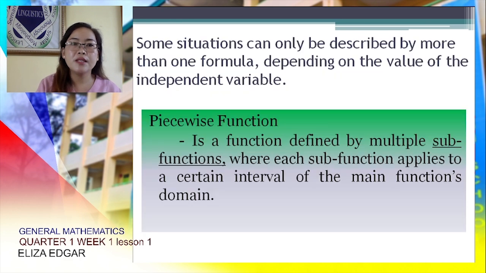Some situations can only be described by more than one formula, depending on the value of the independent variable. Therefore, we can have a piecewise function. A piecewise function is a function defined by multiple subfunctions where each subfunction applies to a certain interval of the main function's domain.